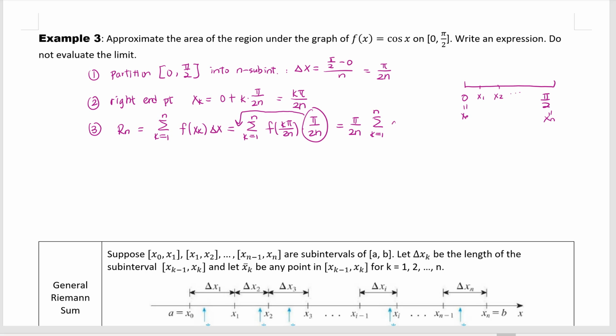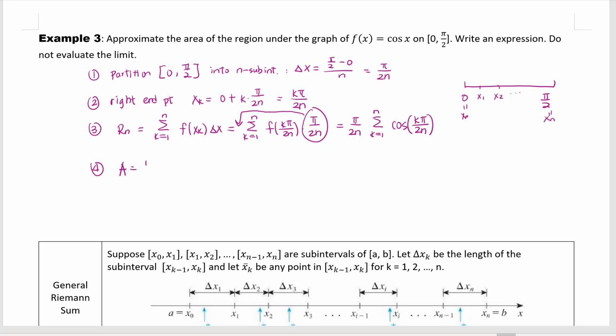f is cosine x, and x is k pi over 2n. However, we get stuck here because we don't know how to split the cosine. Unlike what we did for polynomials, where we can split it and then use the sum of 1, the sum of k squared, the sum of k cubed, here we don't know what the sum of cosine k pi over 2n is. That's why this problem only asks us to write an expression. Do not evaluate the limit.